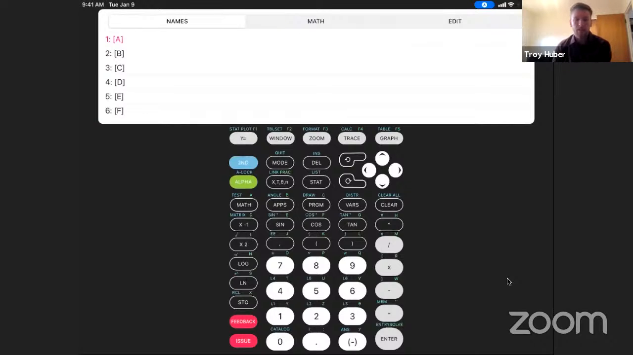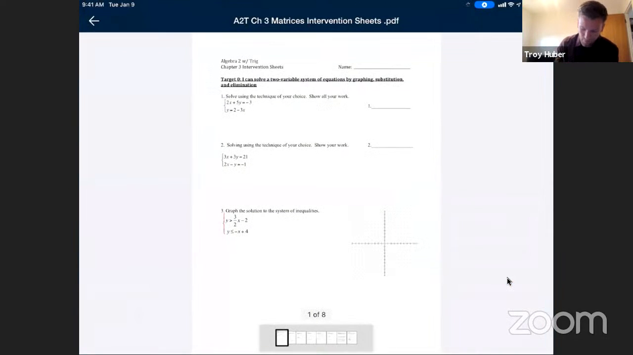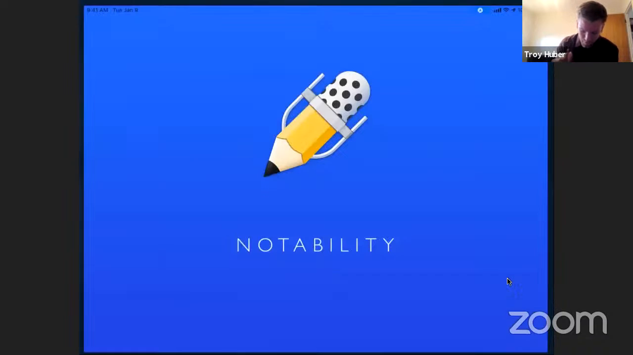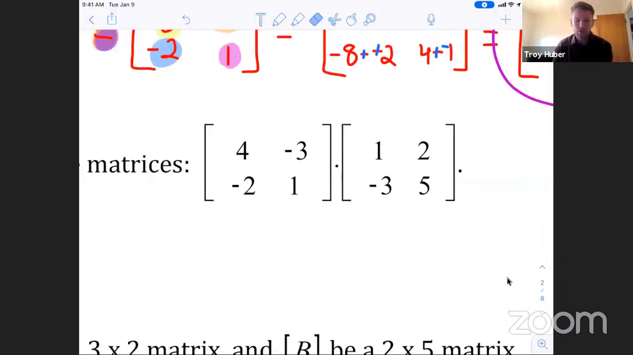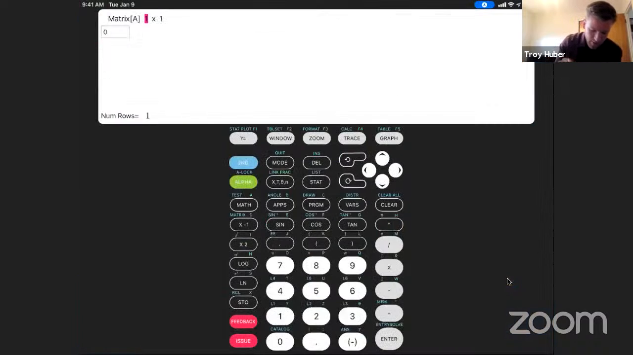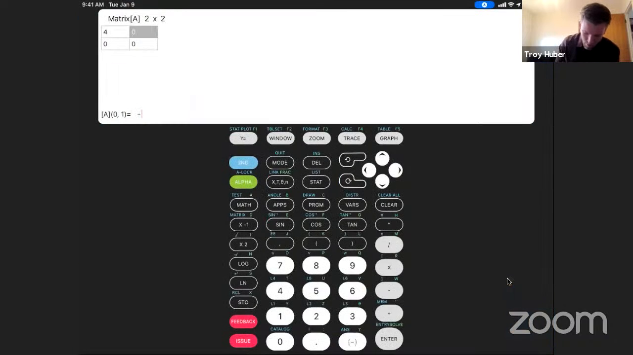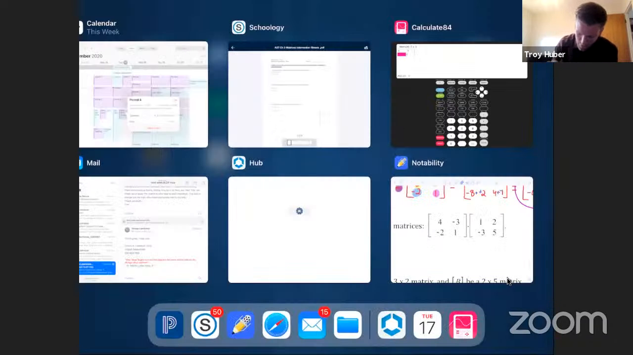All right. Now, this first section just names those matrices. We have to go over to the edit section to actually type in what that matrix is. So if we go back to our problem, there we go. We have two 2x2 matrices. Okay, so I'm just going to label the first one. So I'm going to go edit. Let's make it 2 by 2. And then that matrix 4, -3, -2, 1.